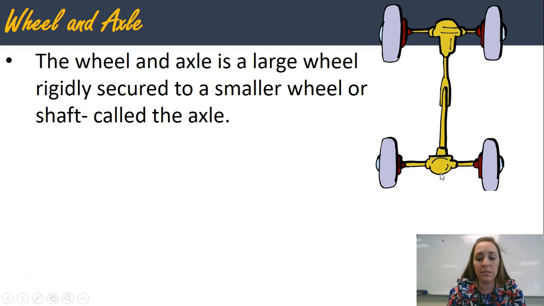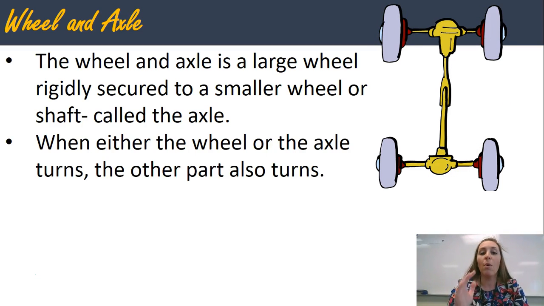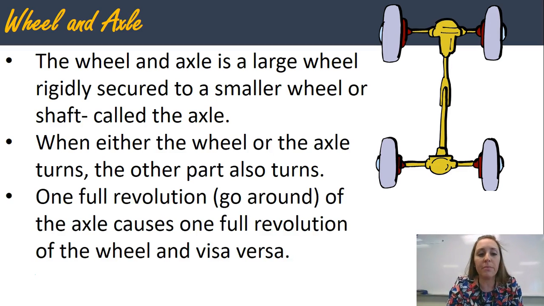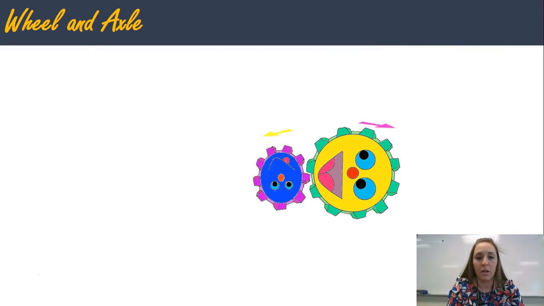Notice when one turns, the other turns. So whether the wheel or the axle turns, it makes the other one turn because they're attached. If you turn the wheel, it also turns the axle. One full revolution, so if you have a circle, one total go around is a revolution, causes one full rotation of the wheel and axle and vice versa.